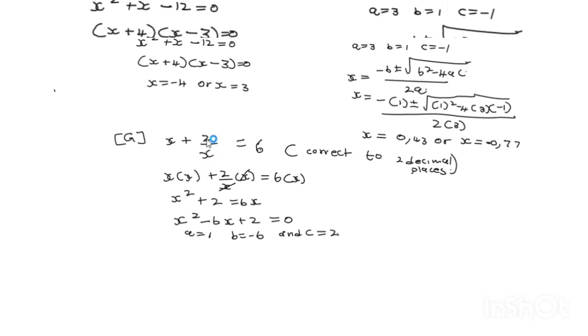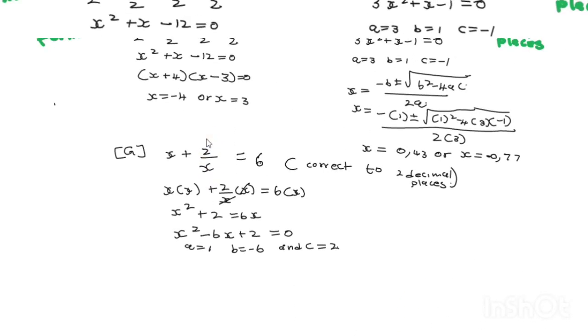Then what do we do after identifying those? We can just put it into the quadratic formula, which will be x equals negative b plus or minus the root of b squared minus 4ac, over 2a, and then we substitute and find our answers.